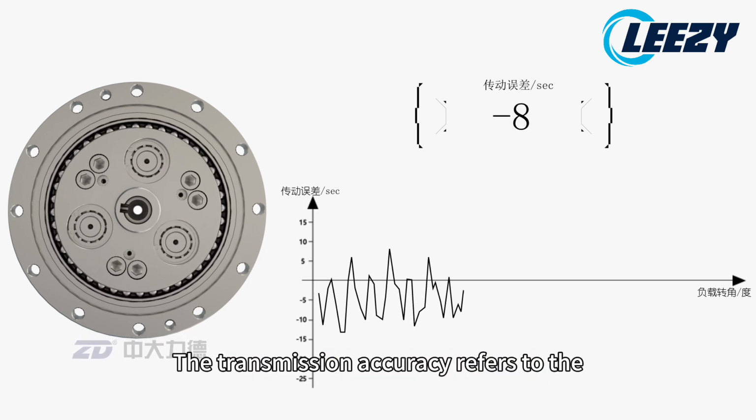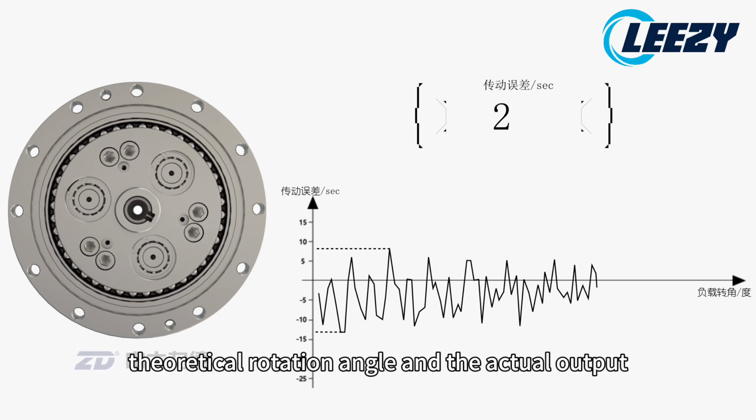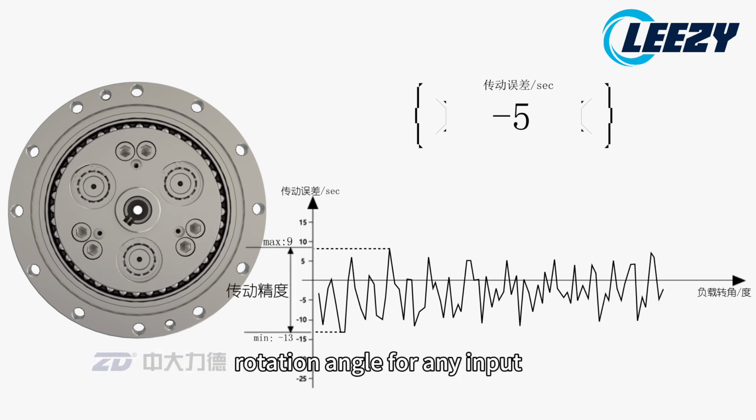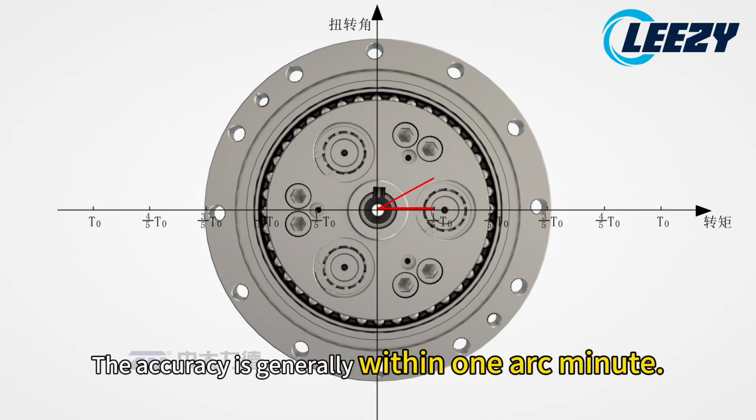The transmission accuracy refers to the difference between the theoretical rotation angle and the actual output rotation angle for any input rotation angle. The accuracy is generally within 1 arc minute.